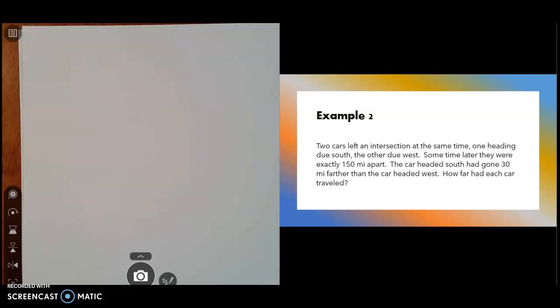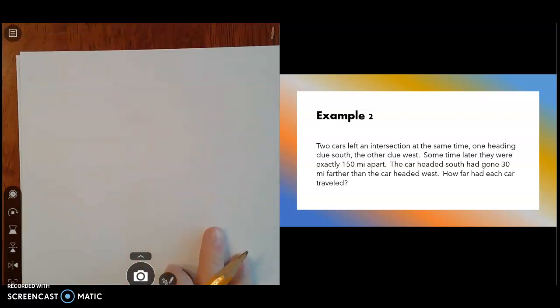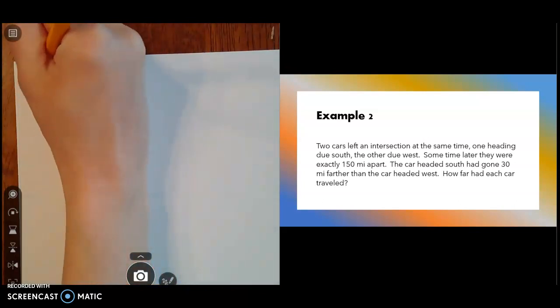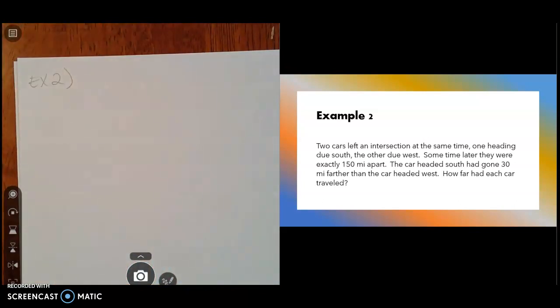Welcome back to 11.5. The next thing we're going to look at is lots of application problems. And these applications, as you can probably guess, are going to lead to some quadratics. So, first application I have for you in example 2 says that there are two cars. They left an intersection at the same time. One heading due south, the other due west.